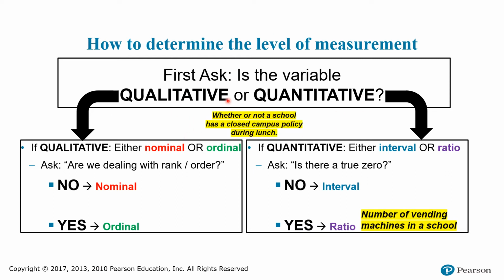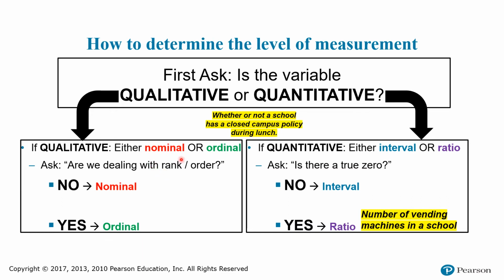Our next variable is whether or not the school has a closed campus policy during lunch. Well, if I went around and surveyed schools and I asked them this question, they would give me a yes or a no answer, which means this is definitely a qualitative variable. If it's a qualitative variable, we know it's either at the nominal or ordinal level of measurement.